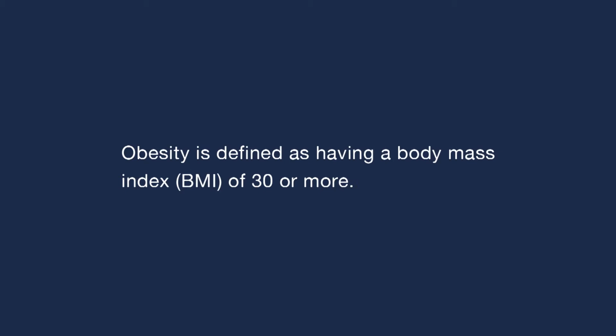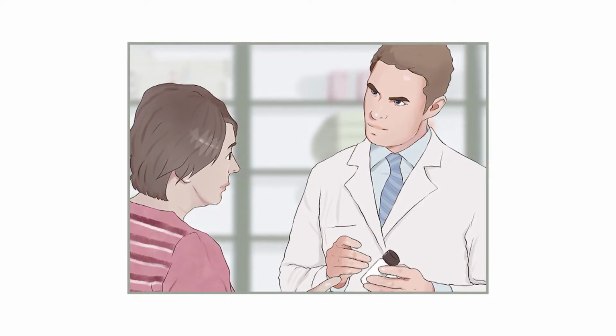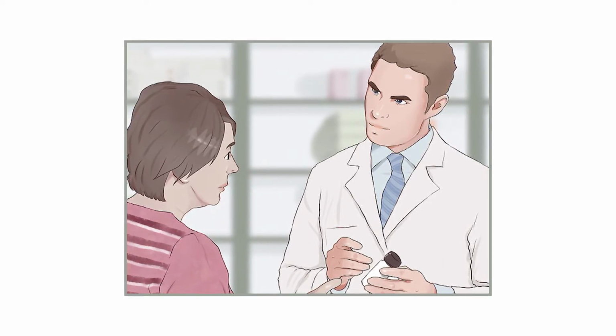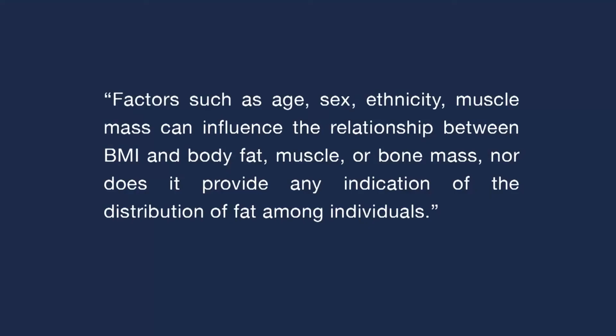Obesity is defined as having a body mass index or BMI of 30 or more. BMI is a calculation that takes a person's weight and height into account. However, BMI does have some limitations. According to the Centers for Disease Control and Prevention (CDC), factors such as age, sex, ethnicity and muscle mass can influence the relationship between BMI and body fat. It does not distinguish between fat, muscle or bone mass, nor does it provide any indication of the distribution of fat among individuals. Despite these limitations, BMI continues to be widely used as an indicator of excess weight.